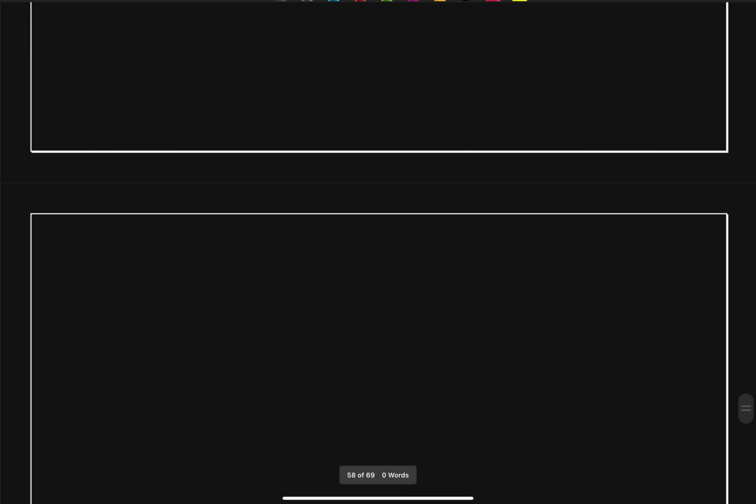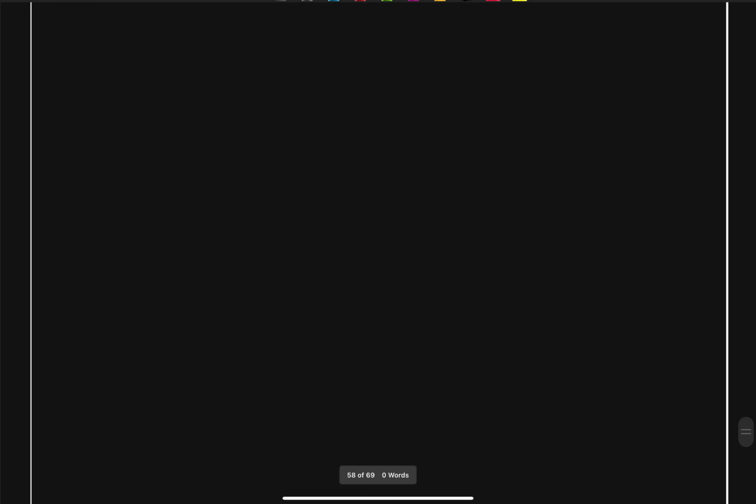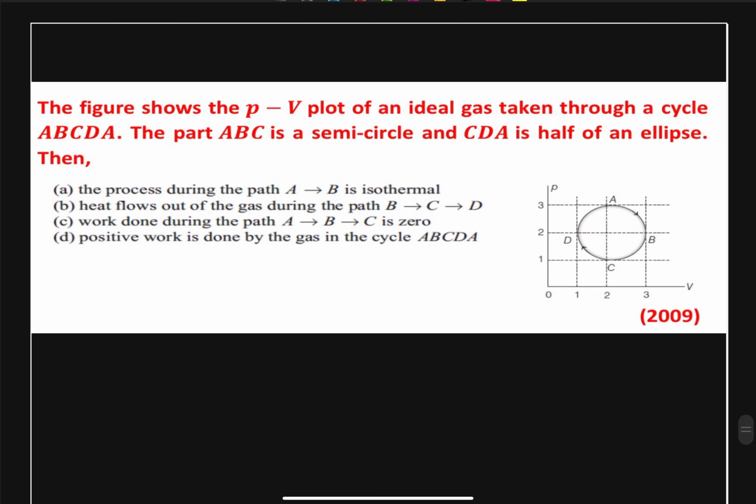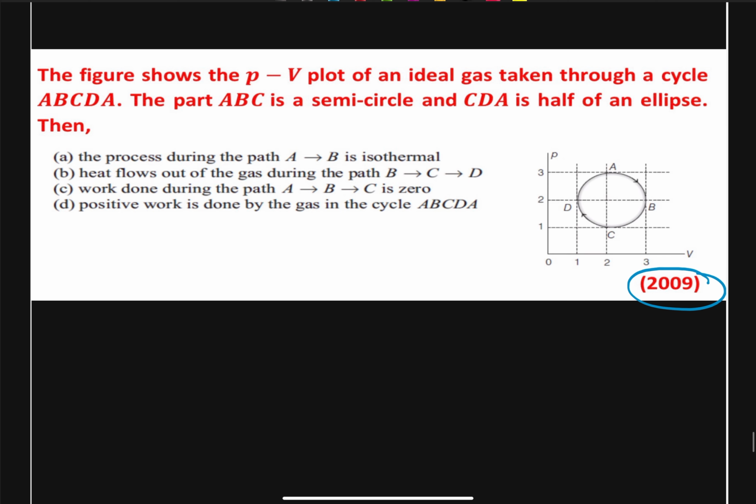Next question. It was asked in the year 2009, and it states that the figure shows a PV plot of an ideal gas taken through a cycle ABCD. The part ABC is a semicircle and part CDA is a half of an ellipse. Then we have to check what the various processes are.